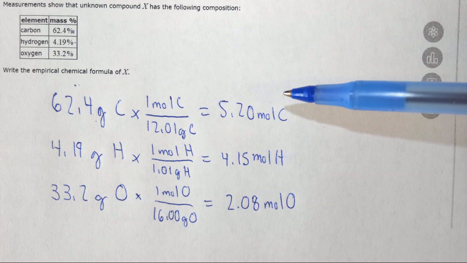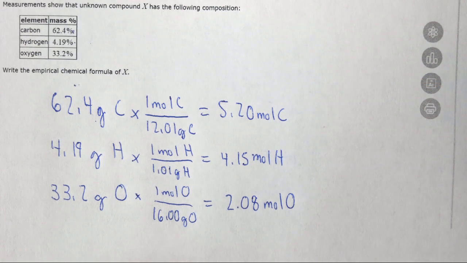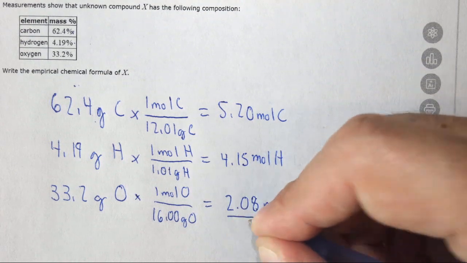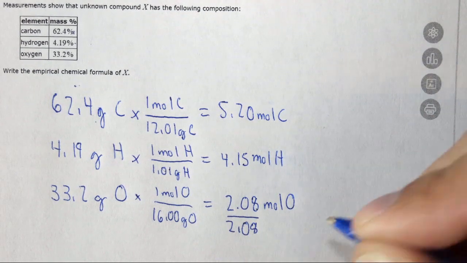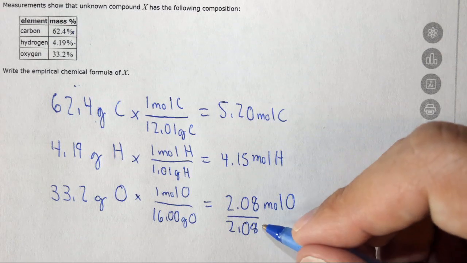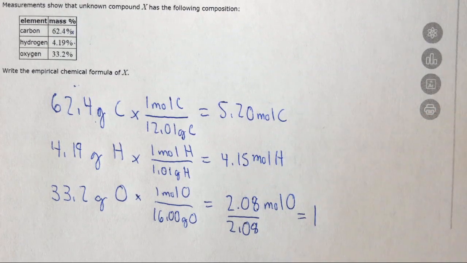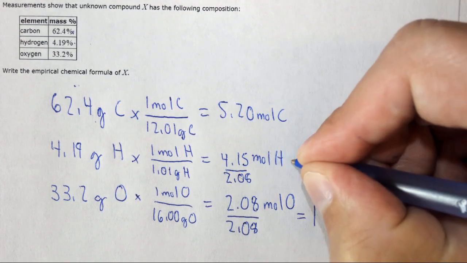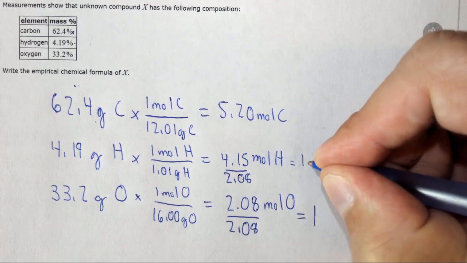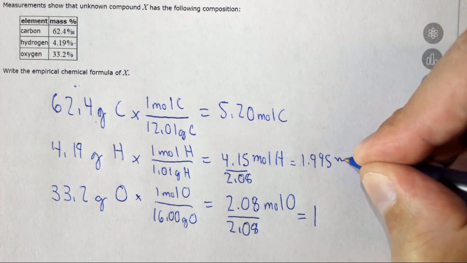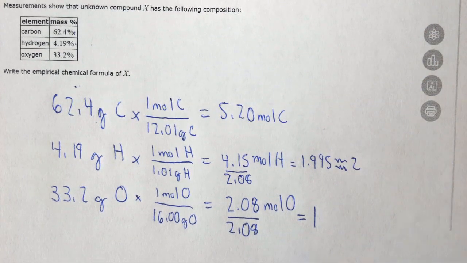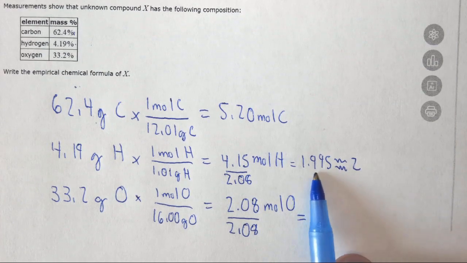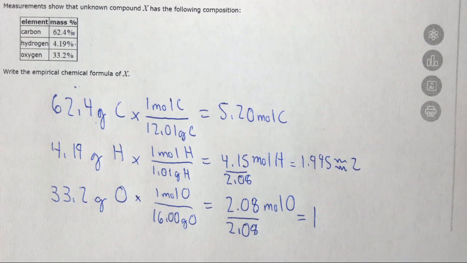We next need to find a ratio. And because we want to find a whole number ratio, we want to divide by the smallest one, which in this case is 2.08. So divide them all by 2.08. In this case, it's 5.20 divided by 2.08, which equals 2.50. Here, we want to also divide by 2.08 for hydrogen, and we get 1.995, which is approximately 2, because you can't have 0.995 of a hydrogen. You can have 1, you can have 2, you can have 3, but you can't have a fraction of 1, because it's a physical thing.